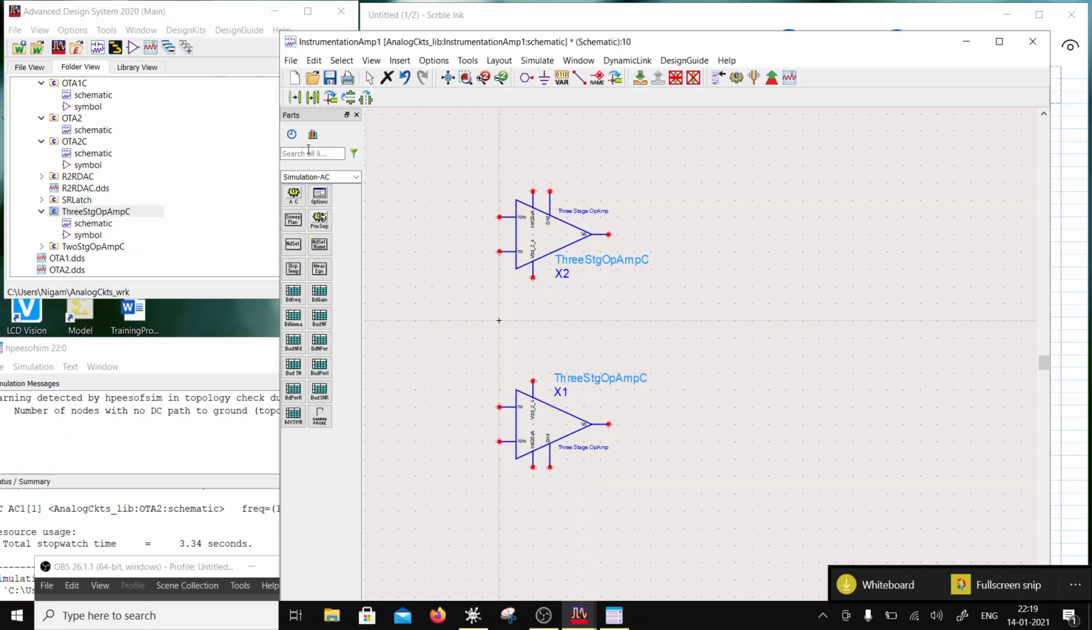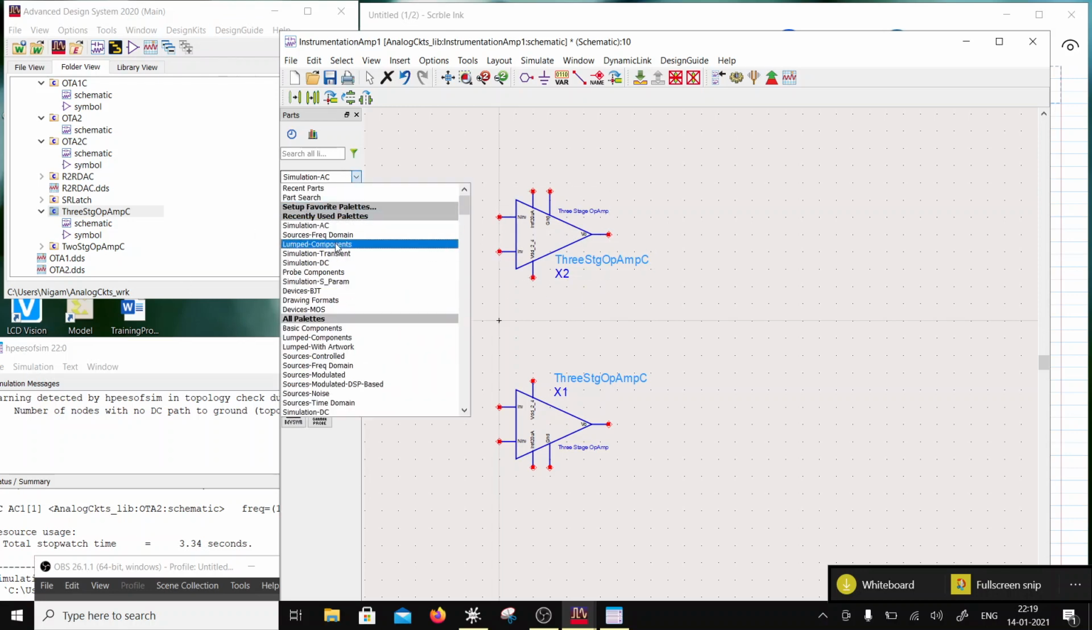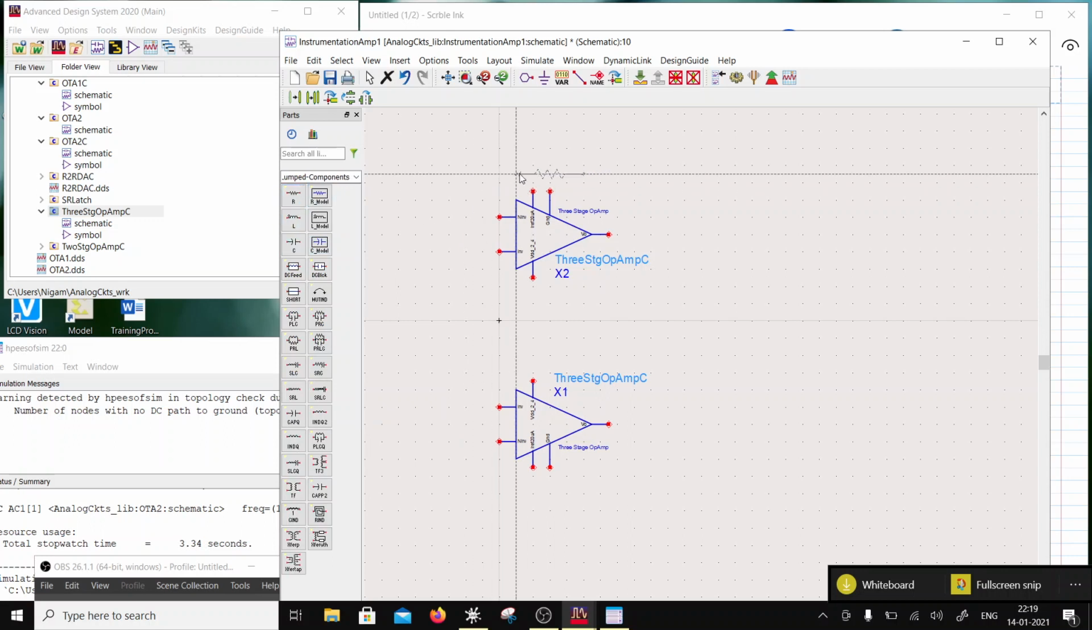Okay, now I would have two resistors. So let's say I go to lump components, I pick up a 100k resistor. So this is going to be 100k. So I'll pick up two resistors which are 100k.